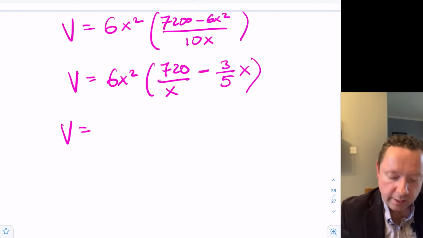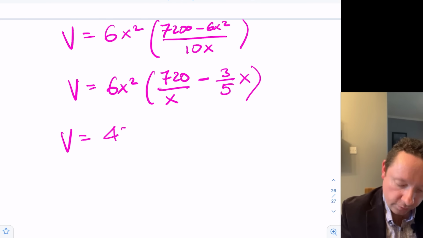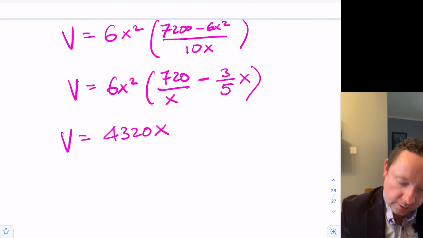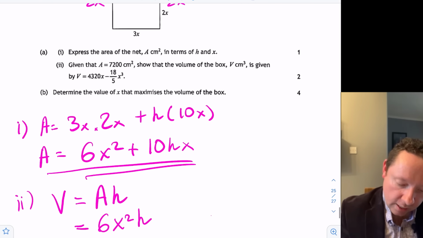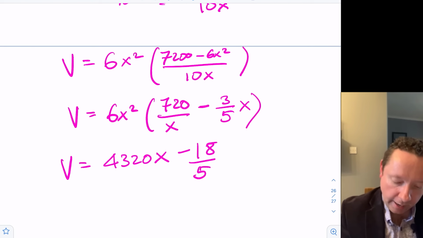6 times 720 is actually 4320. Use a calculator, so you get 4320. x squared over x is just x. And then 6 times 3 is 18 over 5. We'll just leave it like that. Yep, minus 18 over 5. And we get x cubed.